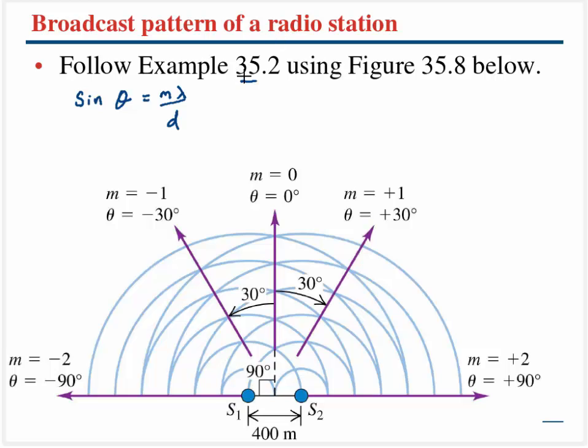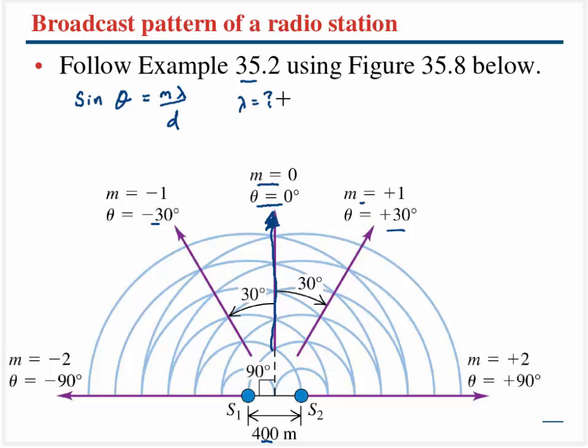And let's very briefly take a look at example 35.2 to look at the broadcast pattern of a radio station. This is essentially going to have two sources that are broadcasting on the same frequency, and these are 400 meters apart. We're going to see for m equals 0, the angle is going to be equal to 0. For m equal to plus or minus 1, the angle is plus or minus 30. You can see that along this region right here, there's always going to be constructive interference. If you've ever wondered why truckers have dualies for their CB antennas, it's because they want to broadcast in the forward and backwards direction.